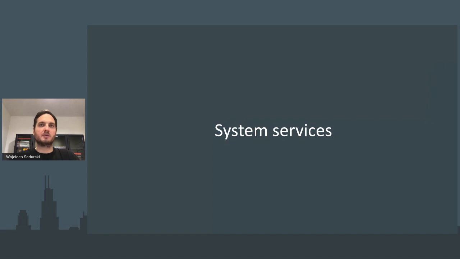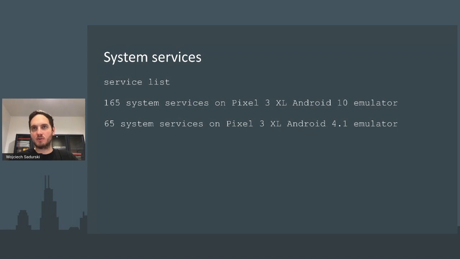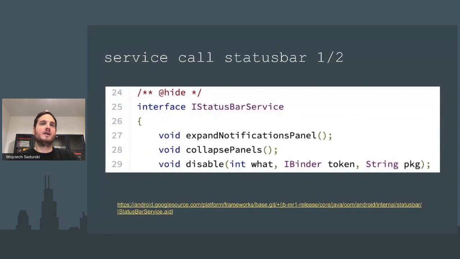Now, getting back to system services, you can interact directly with system services from the level of command line. And an interesting fact is that on Android 10, we have 165 different system services. And let me recap a little. These are all of the services that are running on top of the Dalvik virtual machine. And you can compare it to just 65 system services that were present on Android 4.1. So we have more than double increase over, I don't know, 5 years or 6 years. And that's a lot.